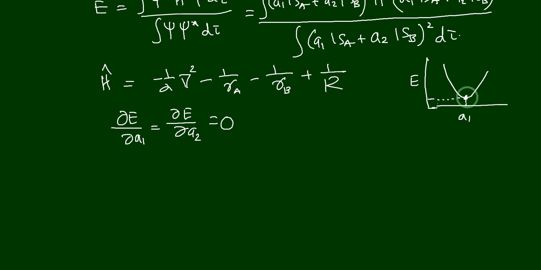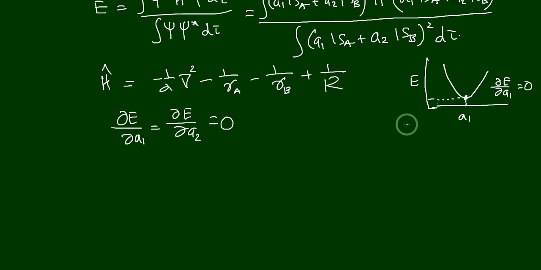At the portion where this energy is minimum, you can see that dou E divided by dou A1 is equal to 0. On one side, as a1 is increasing, E is decreasing, so there is a slope, and on the other side, as a1 is increasing, E is also increasing, so there is also a slope, either negative or positive. But at the midpoint of these two, there is a turning point. At that turning point, the slope is 0. That is why we have dou E divided by dou A1 equal to 0.